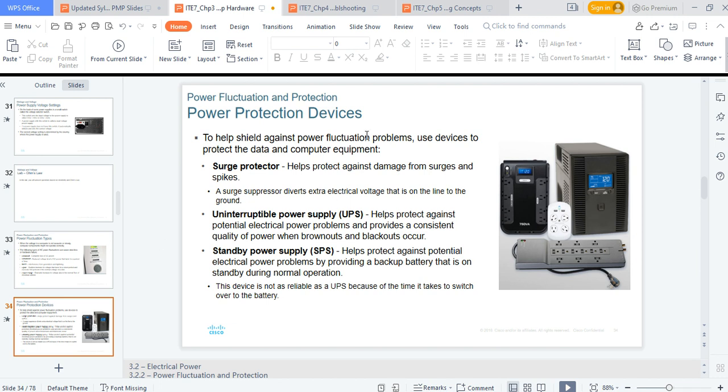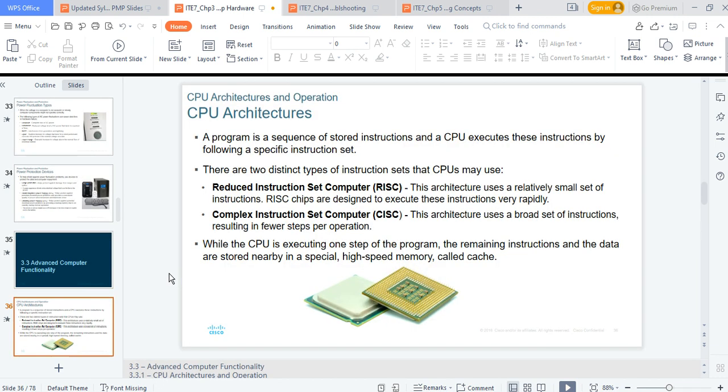So these are protection devices, surge protectors, UPS. So most UPS and surge protectors or standby power supply is good. They're going to help you handle some of these surges and make sure that you don't affect your appliances.